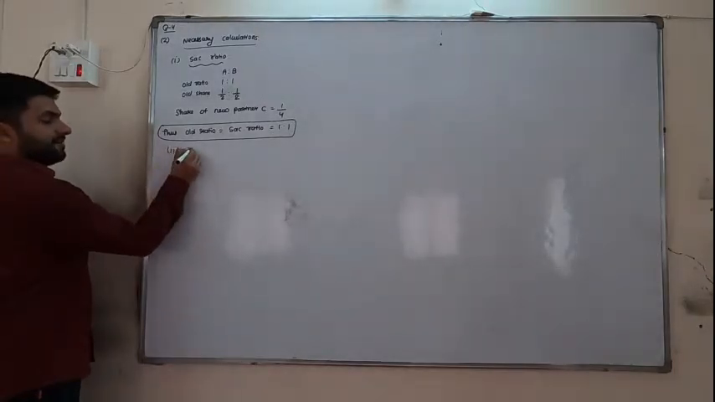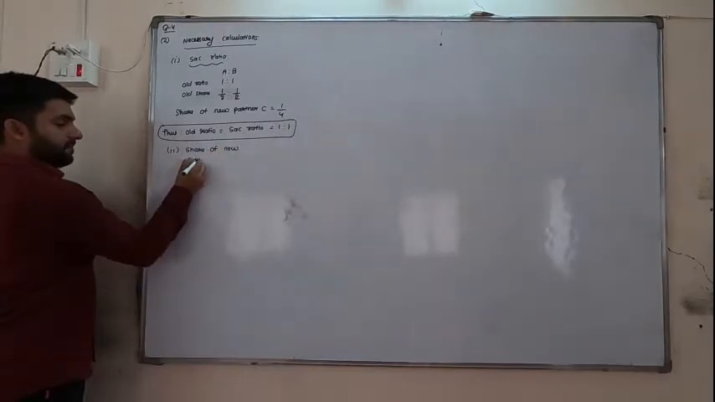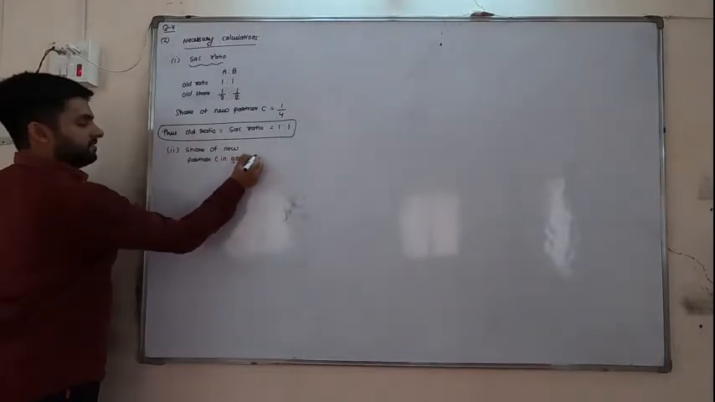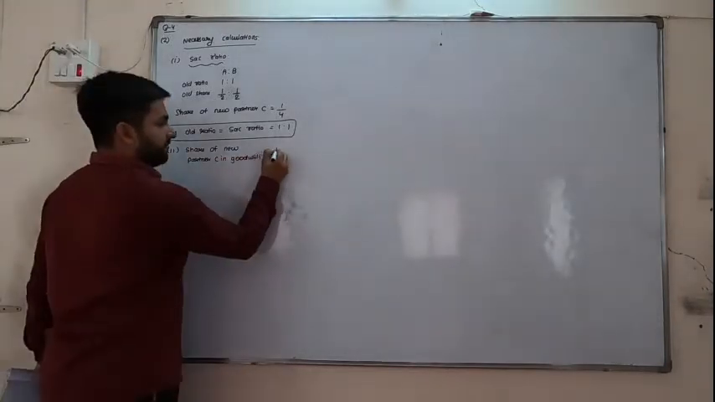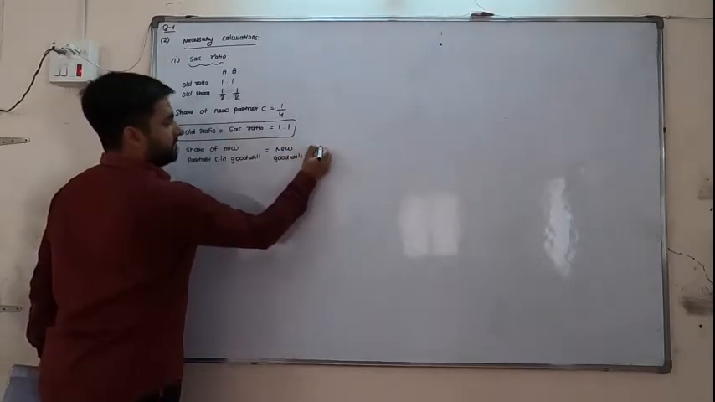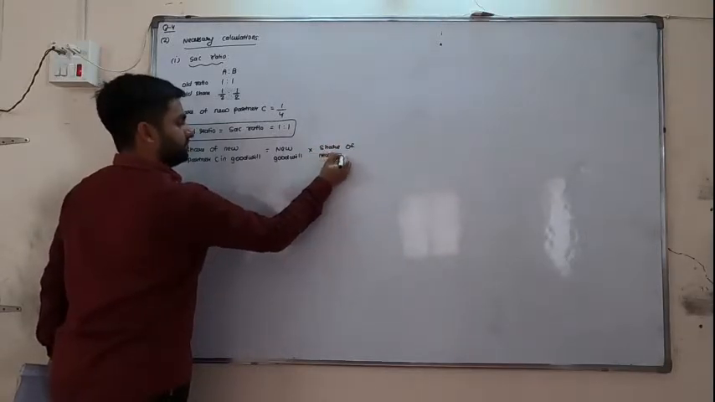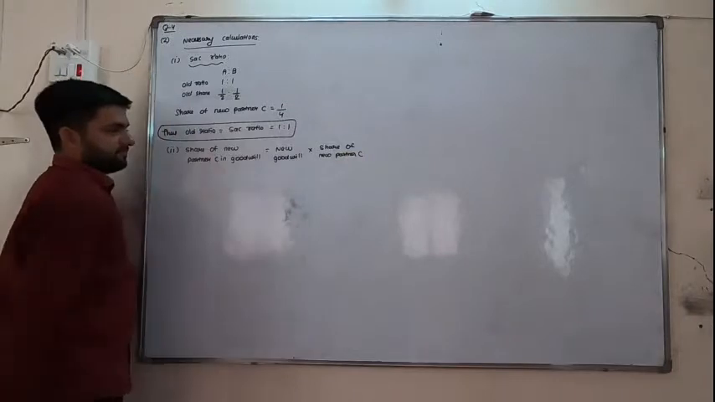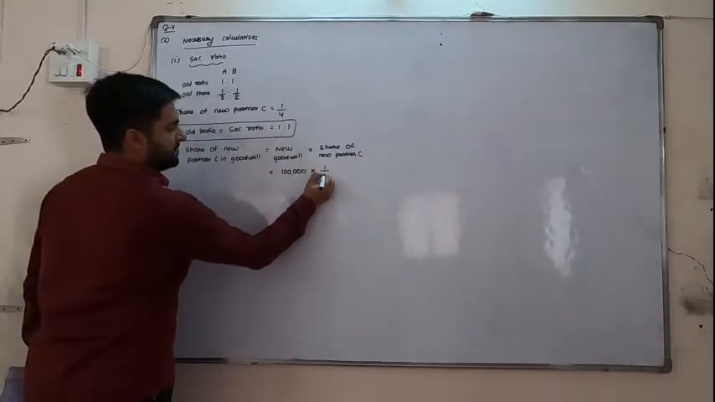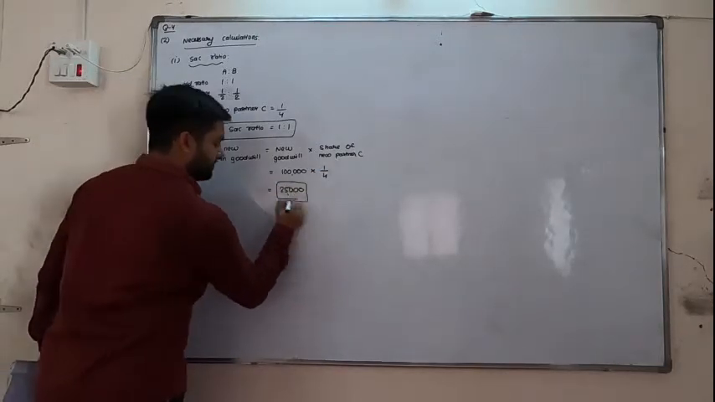Now the second calculation is the share of new partner C in goodwill. The formula is new goodwill multiplied by share of new partner C. New goodwill is given in the sum as 1 lakh. Share of C is 1/4. So the share of goodwill will be 25,000.